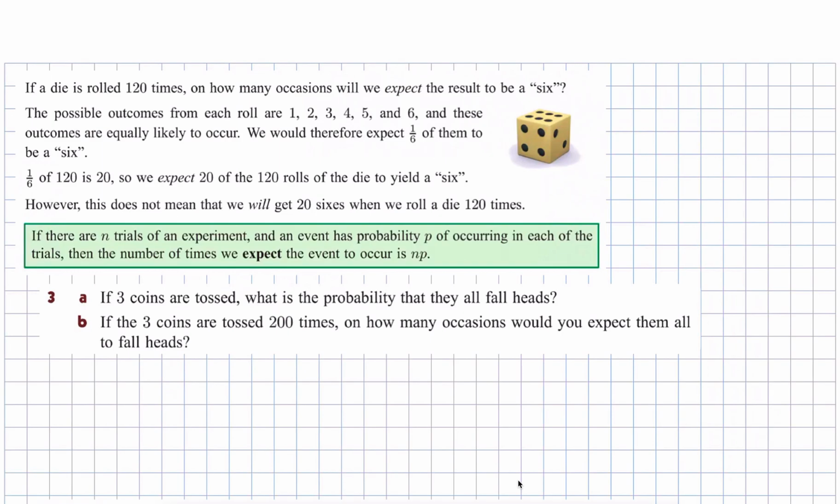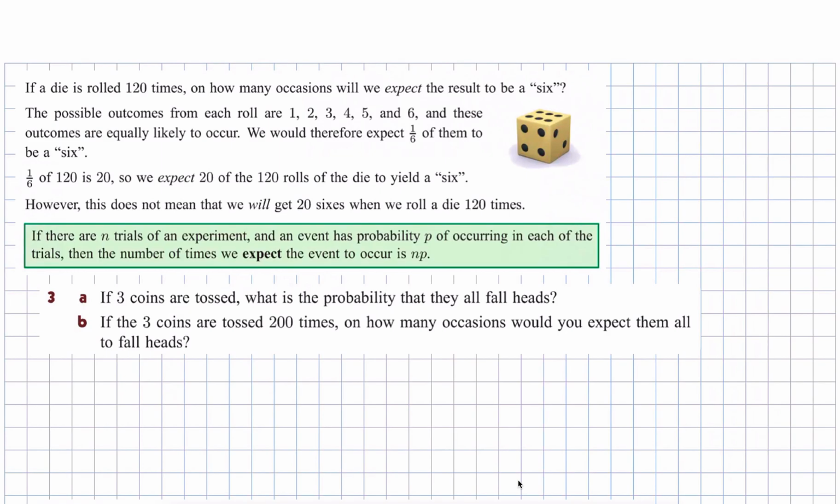Continuing with the discrete variables, but we're going to look at what the expected value might be that you're going to get if you do something repeatedly. So the example that they start with in the textbook is rolling a die, and we know that the results that can exist are 1, 2, 3, 4, 5, and 6. So we would expect to get 1/6 of our rolls to be a 6.